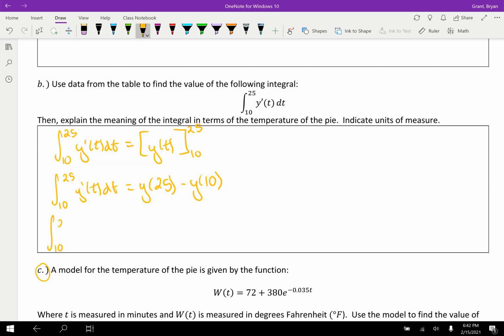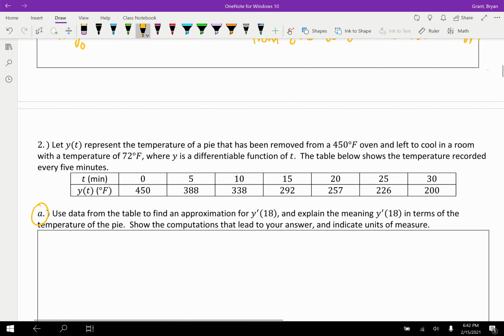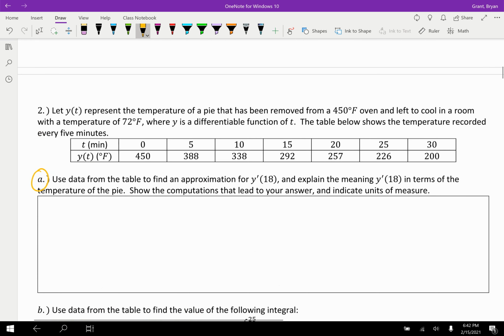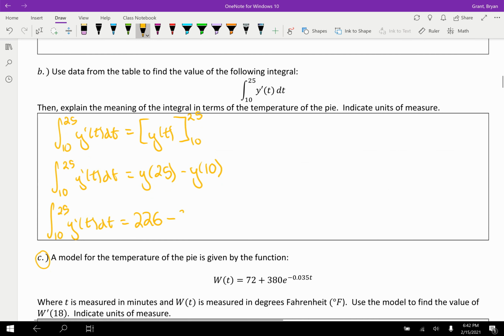And continuing to work this out, we have these values. They give them to us in the table. y of 25 is, after 25 minutes, our pizza is 226 degrees. It's a very slow cooling pizza, I think. And after 10 minutes, the pizza was 338 degrees. And so if we continue with this, I think we end up getting negative 112. So negative 112 degrees.